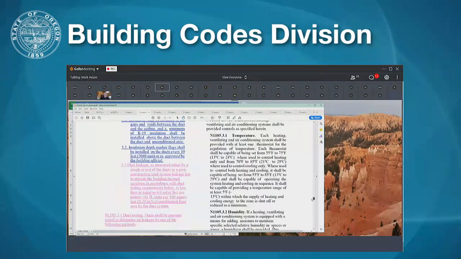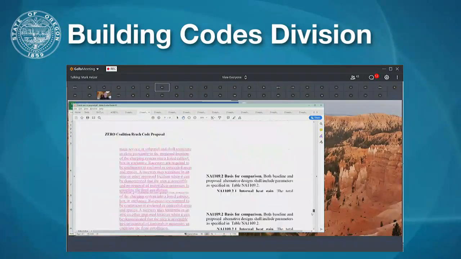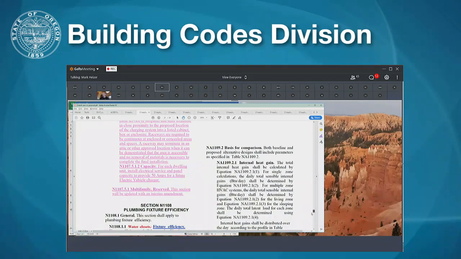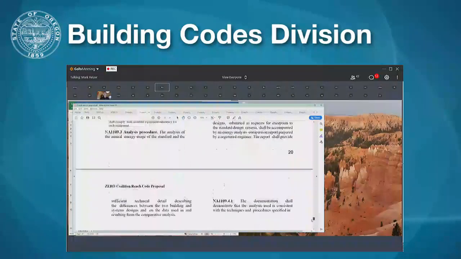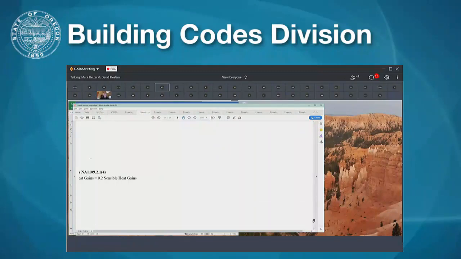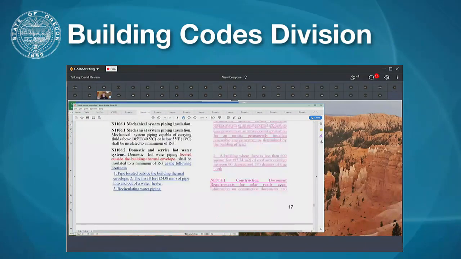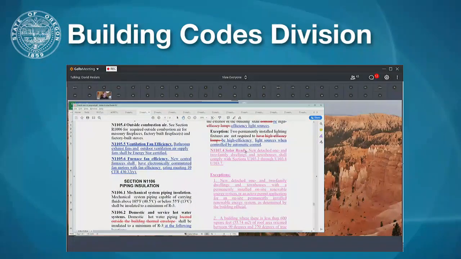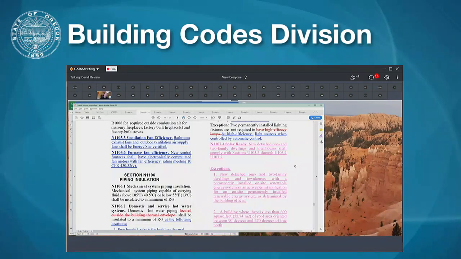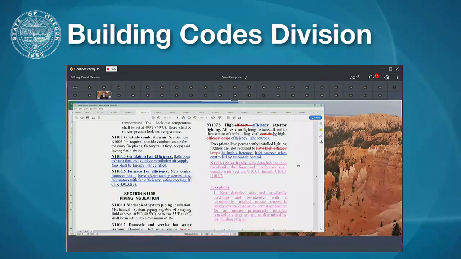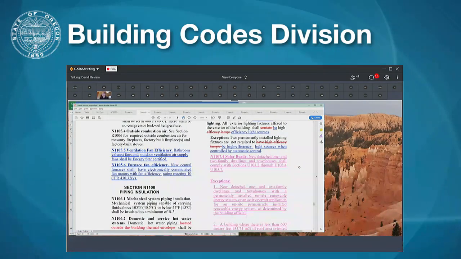The Zero Coalition picked for new language a lovely pinkish color that hopefully people can read. We were trying to show the base code, then how the base code was changed by the proposed 2021 Oregon code, and then show how our modifications were different or additional in pink.